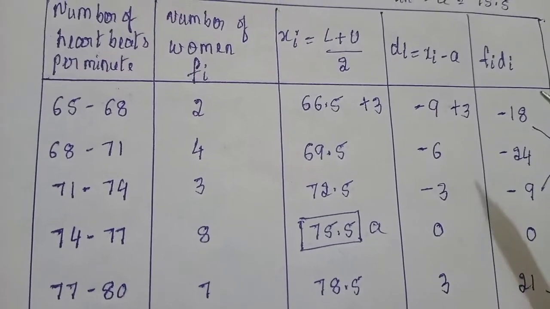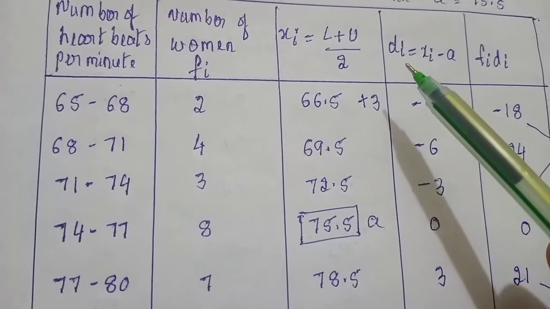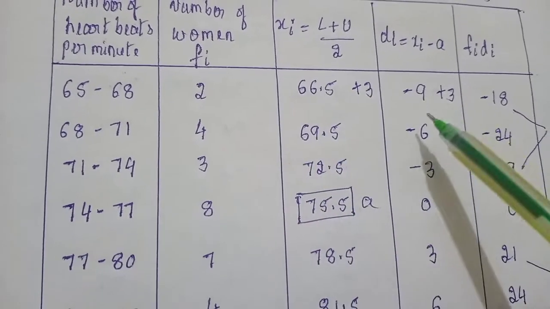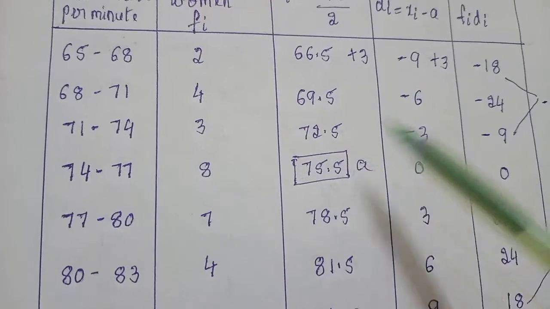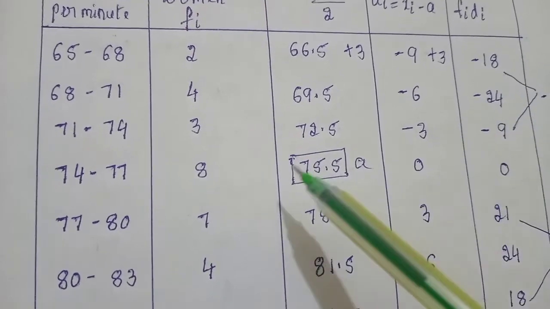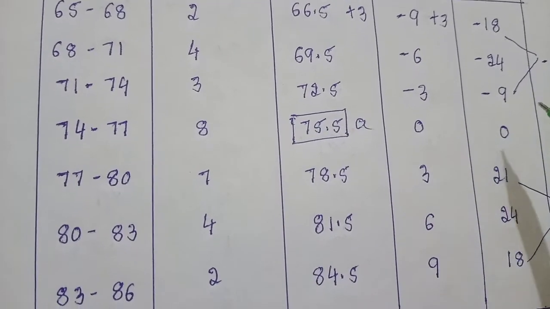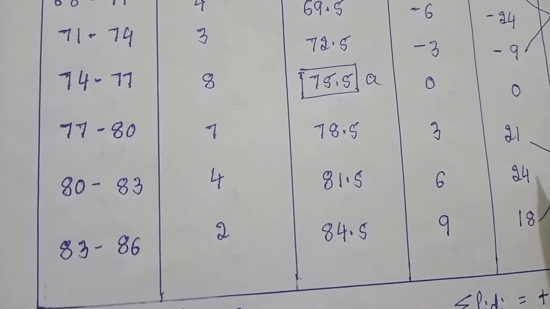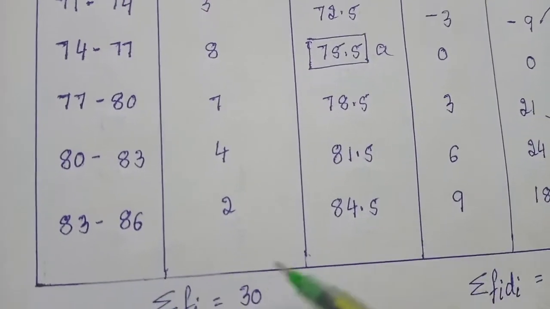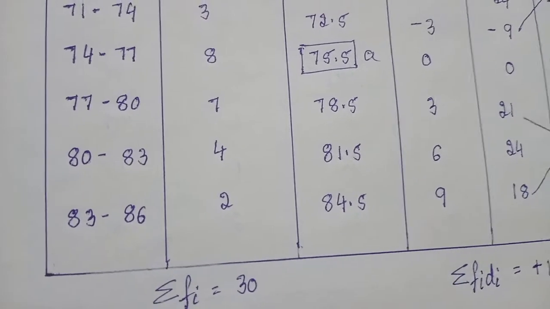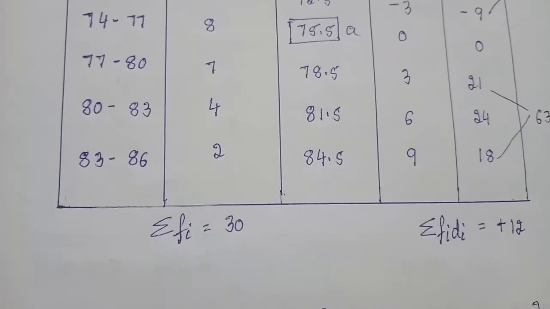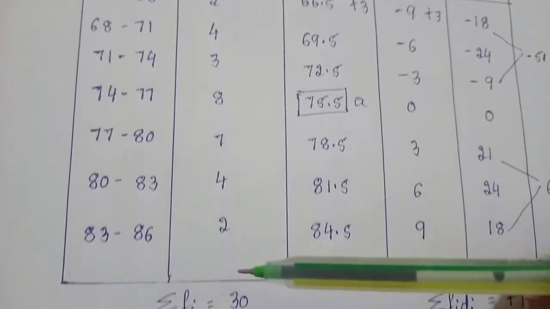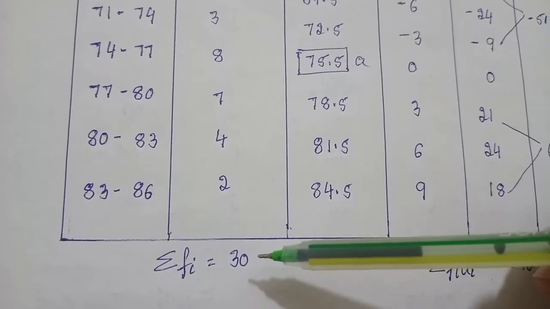Now the last column is where we need to multiply Di with Fi. So multiply 2 into minus 9, minus 18. 4 into minus 6, minus 24. 3 into minus 3, minus 9. 8 zeros are 0. 7 threes are 21. 4 sixes are 24. 2 nines are 18. Now what is the next step? We have to take the summation of the Fi column. Add it. We got 30.